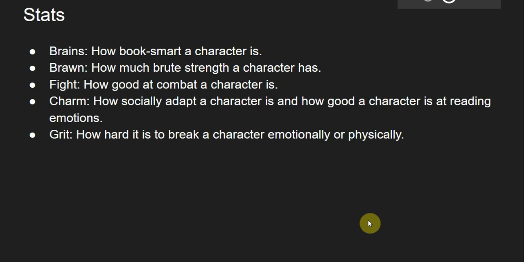There are a couple of stats in the game, and these stats are going to play into things like the combat and magic. So in general, brains are how book smart your character is. Brawn is how much brute strength your character has. Fight is how good at combat a character is. Charm is how socially adept a character is, and how good a character is at reading emotions. Grit is how hard it is to break a character emotionally or physically.